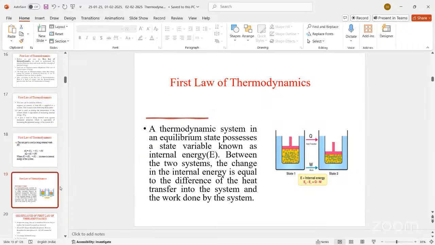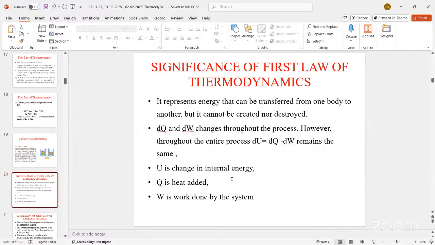Okay, so what is the first law of thermodynamics? A thermodynamic system in equilibrium state has a state variable known as the internal energy E. The change in internal energy between these two states is equal to the difference of the heat transferred into the system and the work done by the system. This is one example of the first law of thermodynamics.